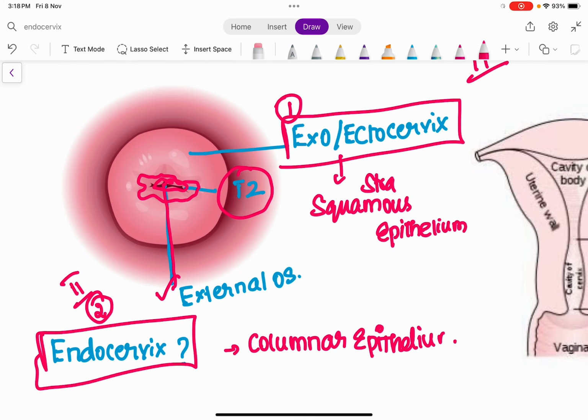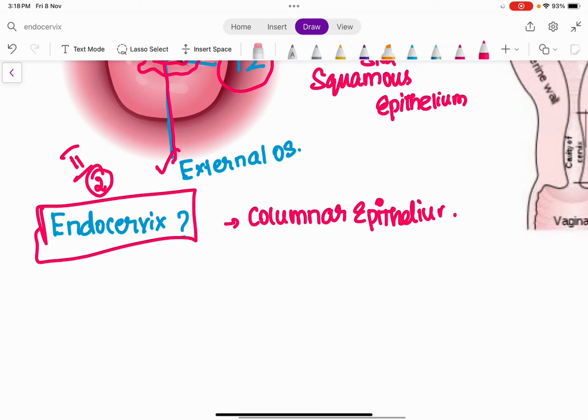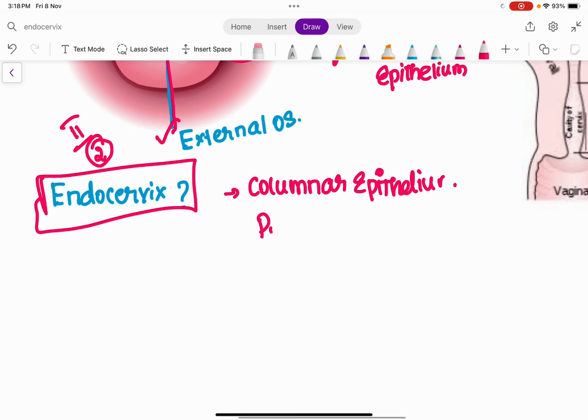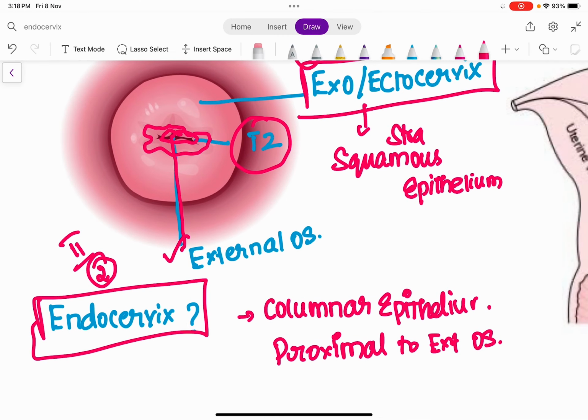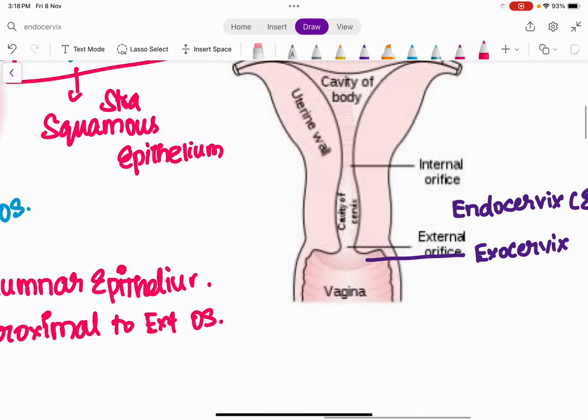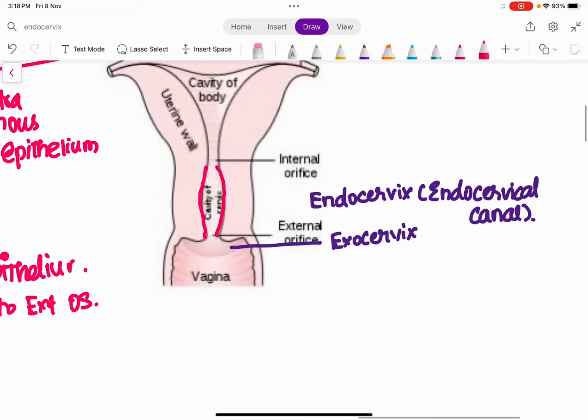So the endocervix is that part of the cervix which is situated proximal to the external os. What do you mean by proximal to the external os? Proximal is also known as above. Above the external os, the endocervix is present. As you can see in this image, the cavity of the cervix is also termed the endocervical canal, and this endocervical canal is nothing but the endocervix, right?